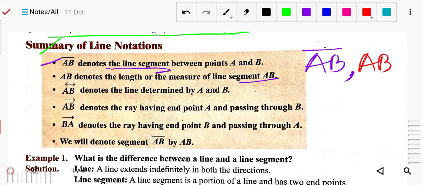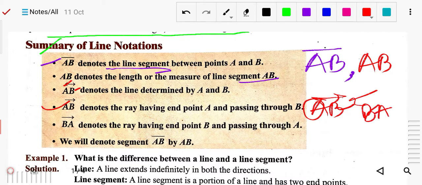Okay, next is AB with arrows on both sides, it means it is the line. You can see here the arrow is there. So this is your ray, another line. Now next you can see, denote the ray having the end point A. See, AB like this means A has the end point and B is passing through that. If BA is there, it means B has the end point and A will be passing through.